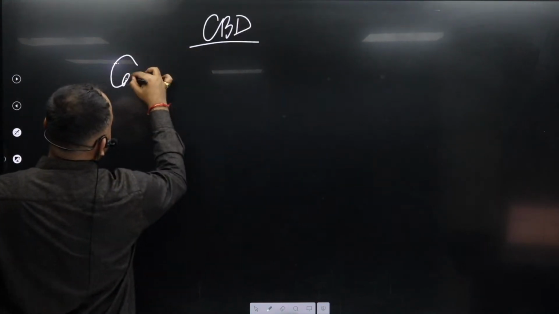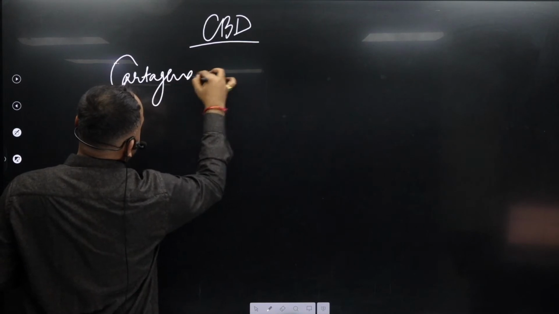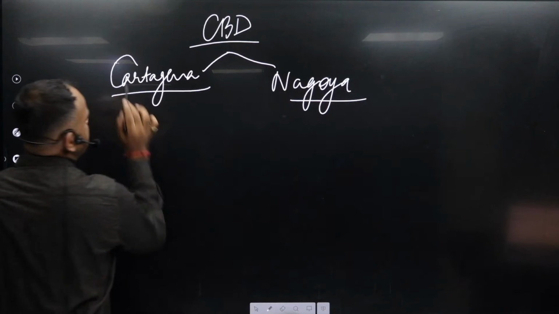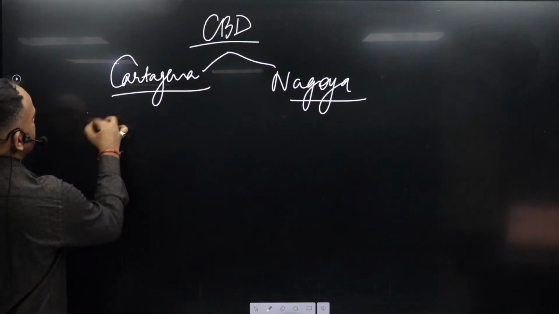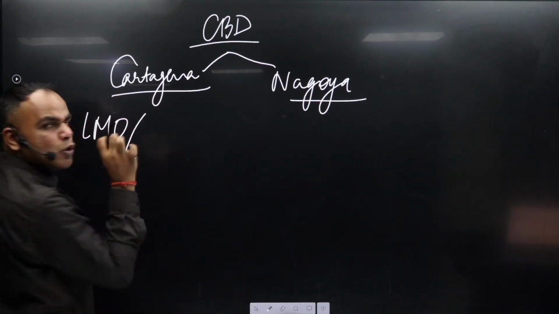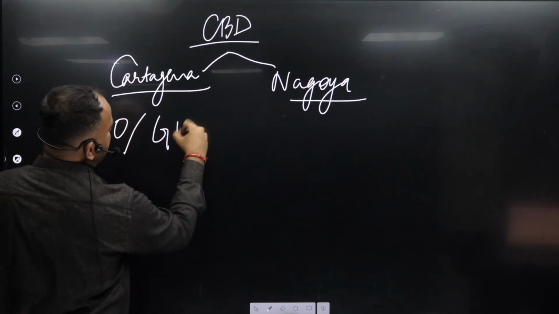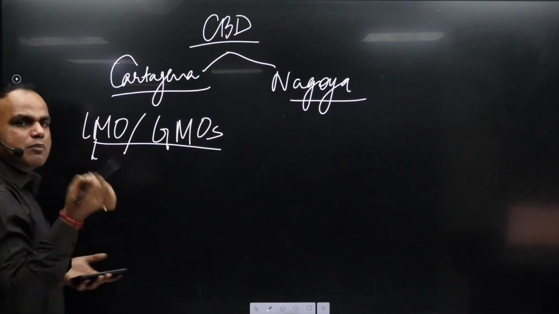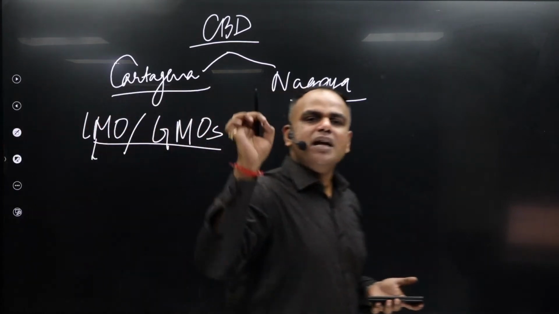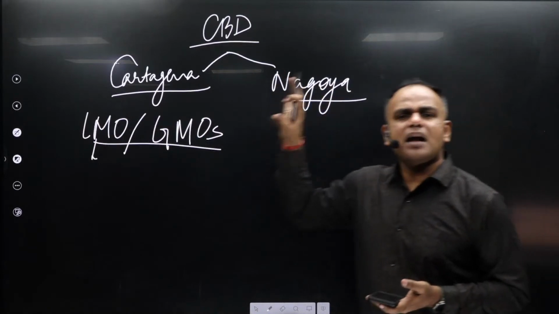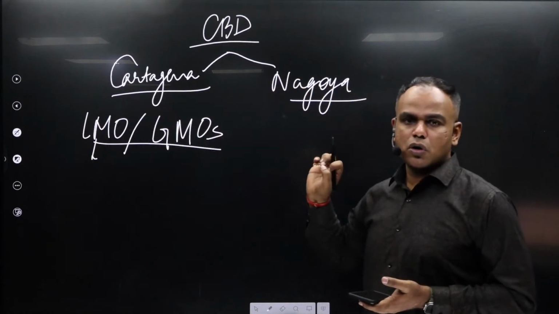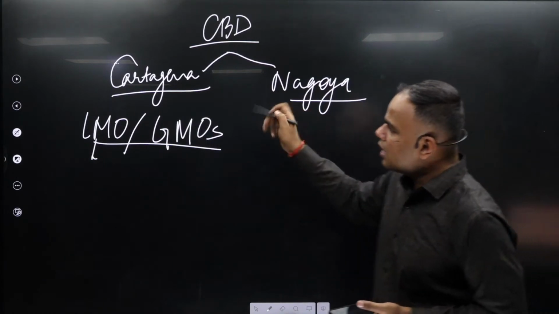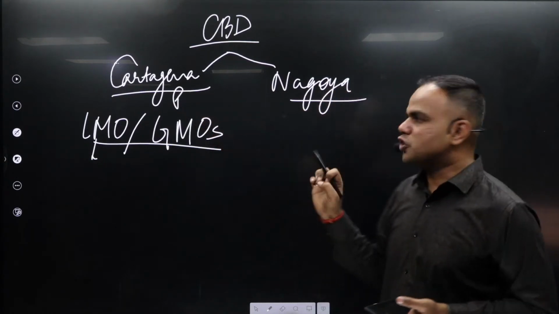So one is Cartagena, and one is Nagoya. I'll just tell you the keywords which you should know about them. Cartagena Protocol talks about biosafety of LMOs and GMOs. Biosafety. LMO means living modified organisms, GMO means genetically modified organisms. That is the ambit of Cartagena Protocol. So whatever things are happening, genetic modifications, etc., have to be governed under this Cartagena.